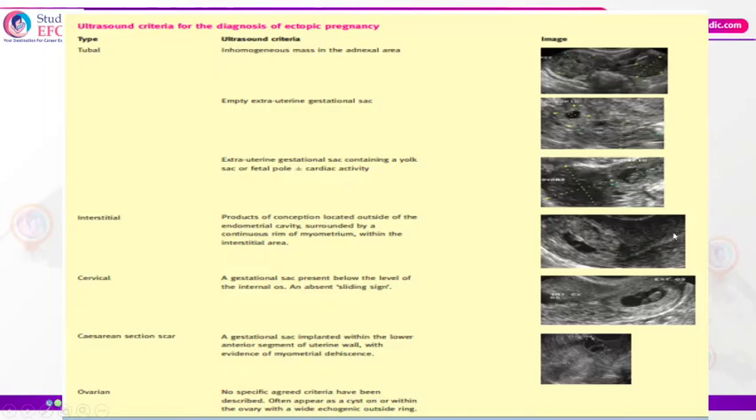Interstitial: the uterine cavity is empty. This is the interstitial pregnancy, products of conception located outside of the endometrial cavity, surrounded by a continuous rim of myometrium within the interstitial area. Now the cervical pregnancy. See, gestational sac in the cervical canal. The endometrial cavity is empty, and the sliding sign is there. And the caesarean scar. Here is the caesarean scar, and this is the gestational sac. It is the caesarean scar ectopic pregnancy.